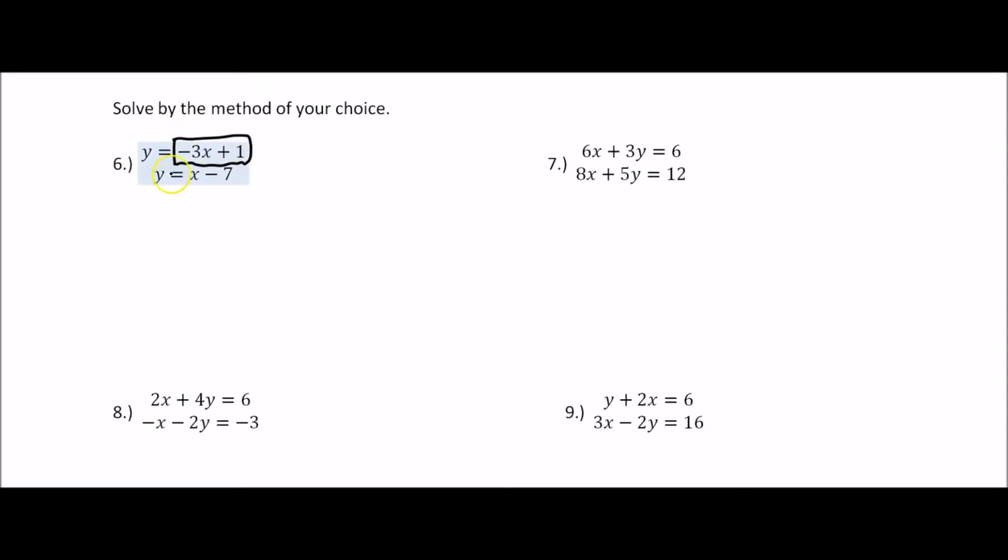So if y equals that expression, I can plug that in for y in the second equation. So I replace y with a negative 3x plus 1. So that equation becomes this. And I can solve. And this is just substitution. So now I'm going to add the 3x to each side. Got to get my variables together.